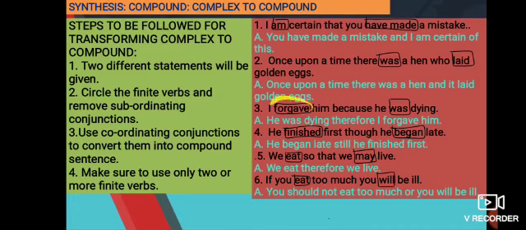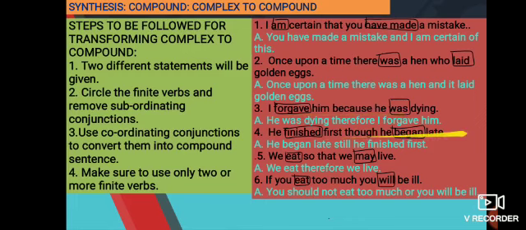Number 3, I forgave him because he was dying. Two finite verbs, forgave and was. Finite verbs are there. Now go for the conjunction because. Now because is the subordinating conjunction used for reason. You will use the coordinating conjunction that is used for reason, that is therefore. Now when you're using so and therefore, you have to bring the reason ahead. So you have to bring it ahead. He was dying. Therefore, I forgave him.